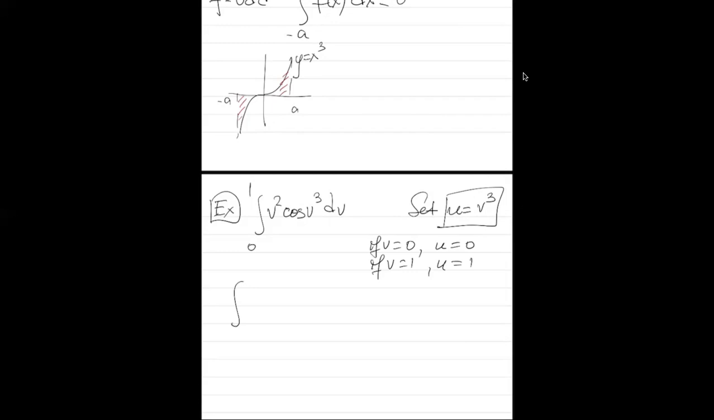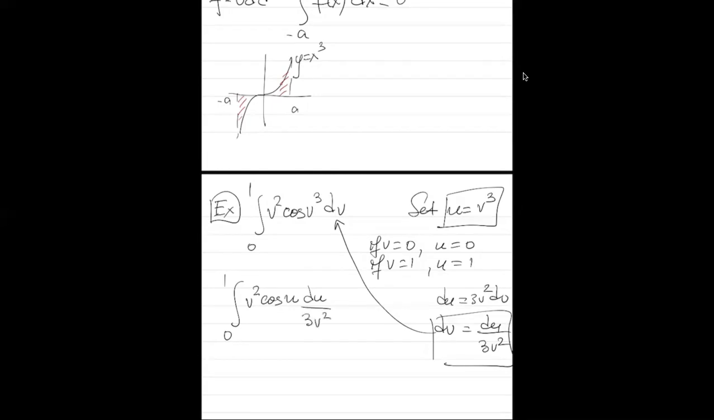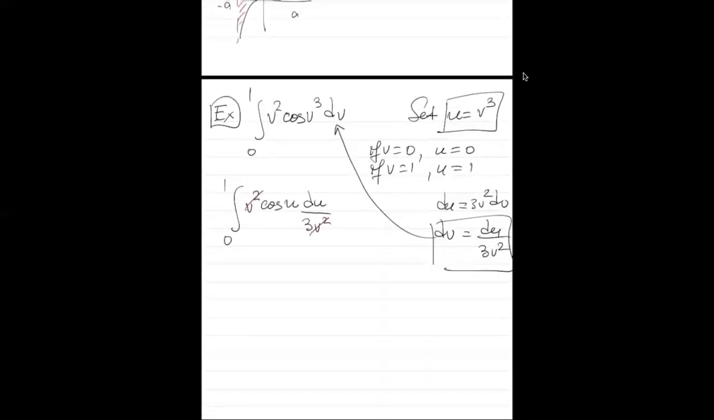So v squared, and then cosine of u, and then what is dv? So we need to finish this. du is equal to 3v squared dv. So dv is du over 3v squared. Okay, so instead of dv, we're substituting du over 3v squared. So you always have to cancel the old variable. If it doesn't cancel, then something's wrong. You have to go back and use a different substitution or check if you've made a mistake.